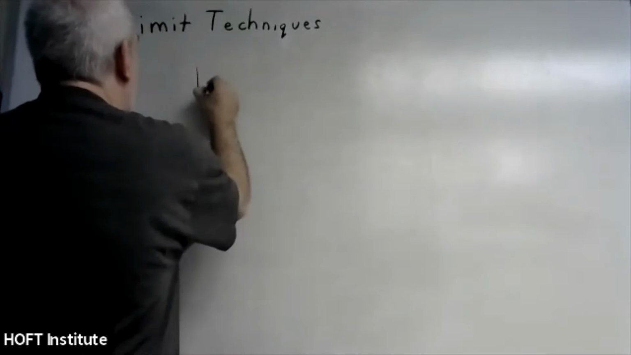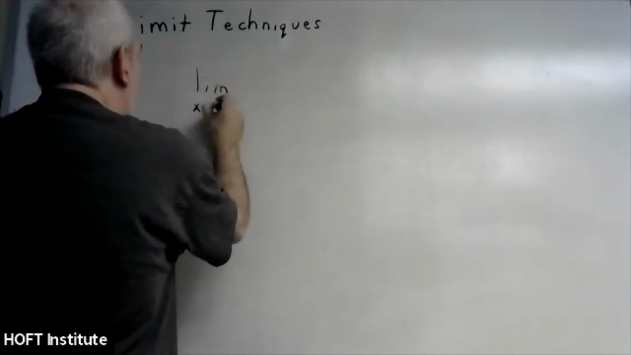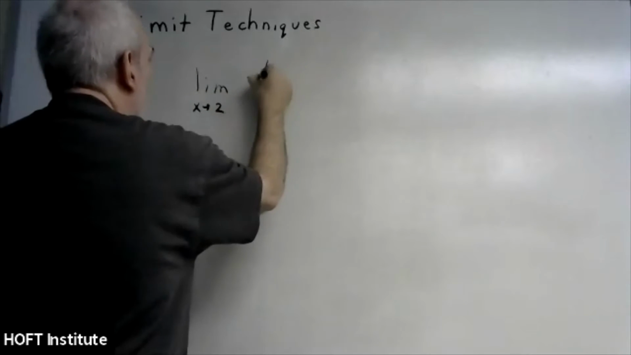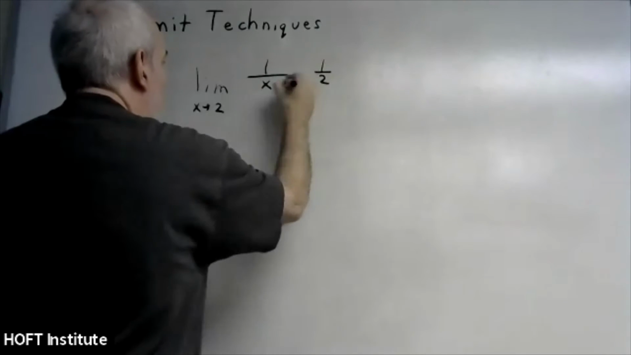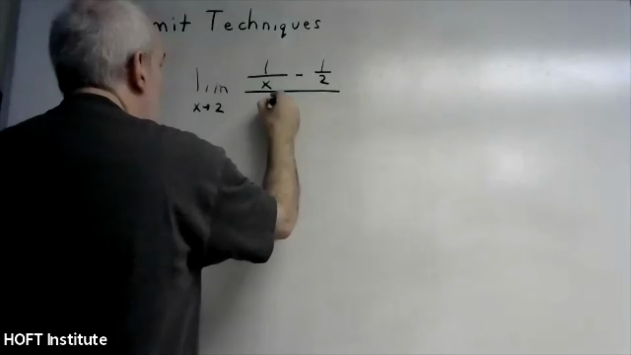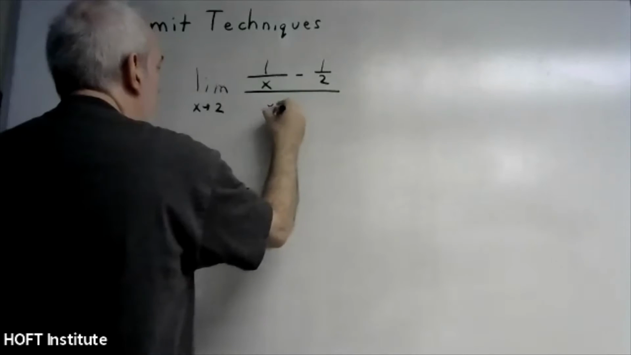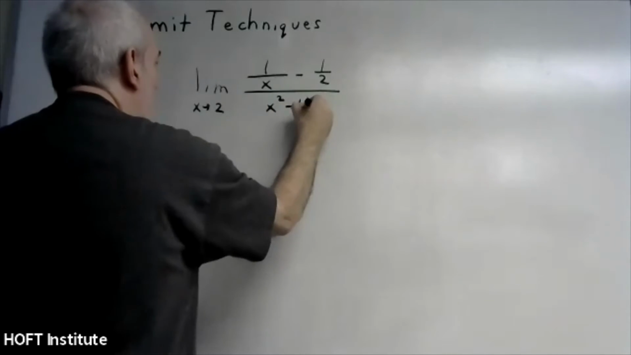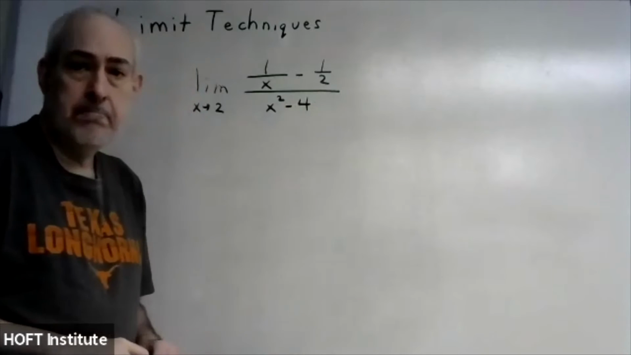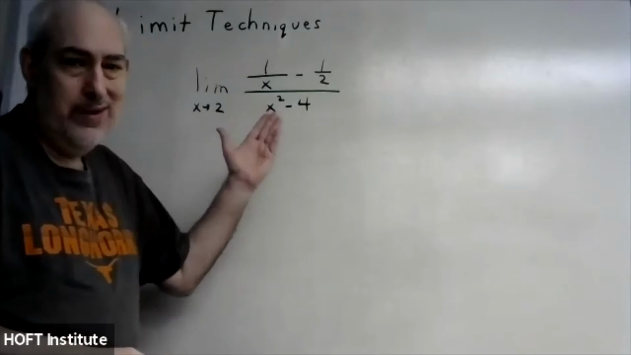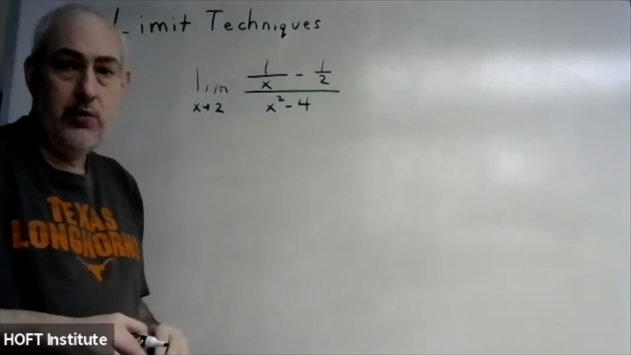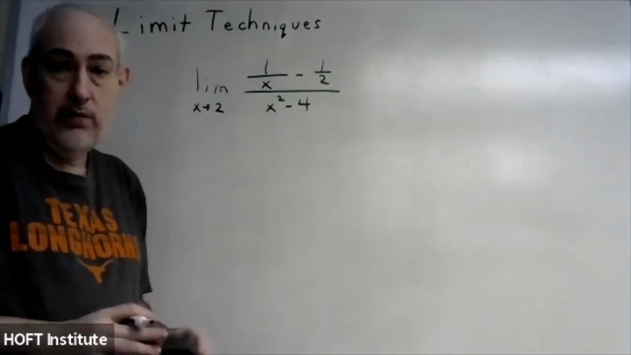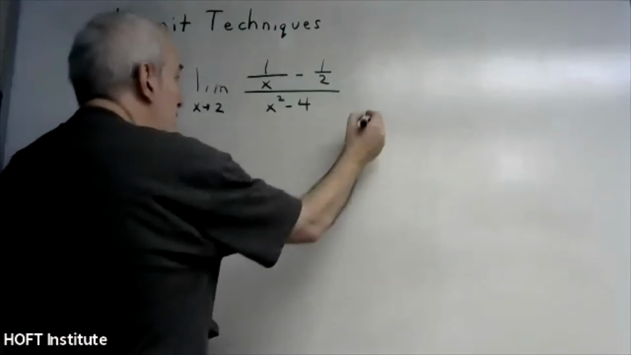Okay, so let's say that we have the limit as x approaches 2 of (1 over x minus 1/2) all over (x squared minus 4). Okay, so plug 2 into the top, you get 1/2 minus 1/2, that's going to go to 0. Plugging 2 into the bottom just gives you 0. So we once again have 0 over 0.